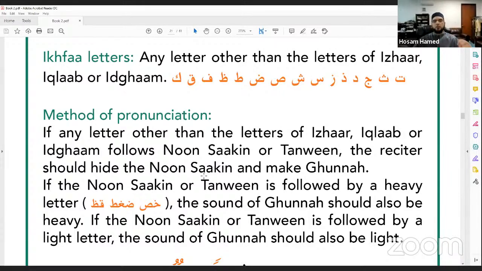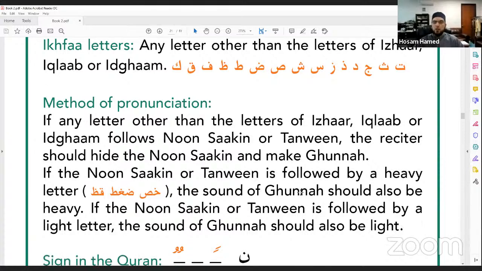Of course, now how to do that? The practical way is to put our tongue near or close to the next letter, the letter coming after النون الساكنة or التنوين. We make our tongue very close to this letter, and we make غنة along with that. This is the technical way. In other words, we prepare our mouth and our tongue to pronounce the following letter.